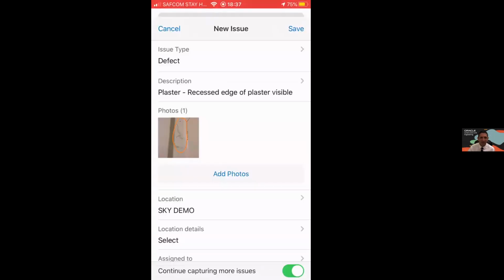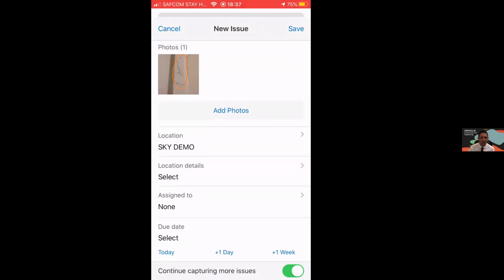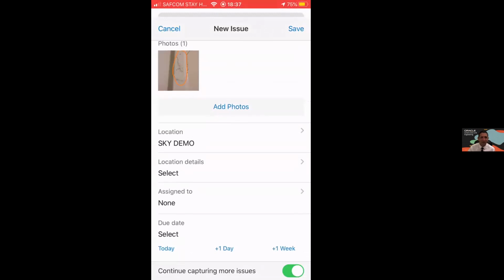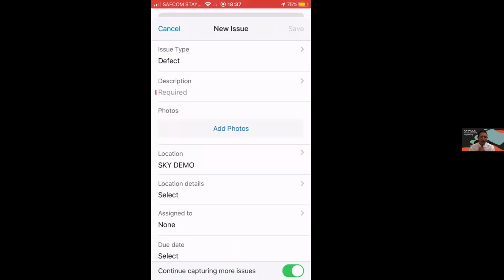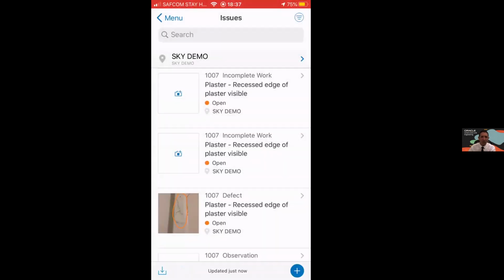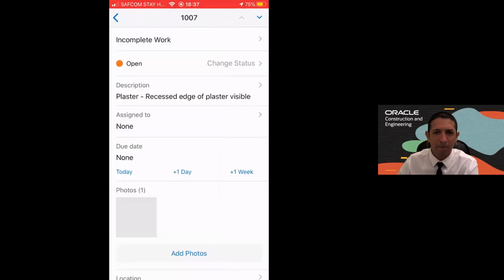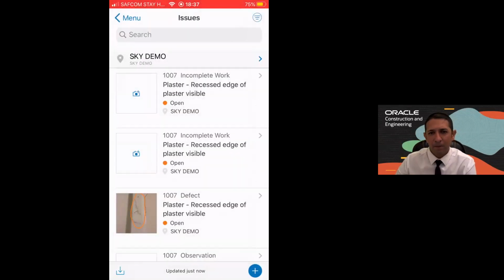and I'm going now to raise it. I'm going to raise it, and then they can do the assignment. Because my job as an inspector is to raise issues. So the issue has been raised, as you can see here. And then the team in the office will then look at this and assign this very quickly.